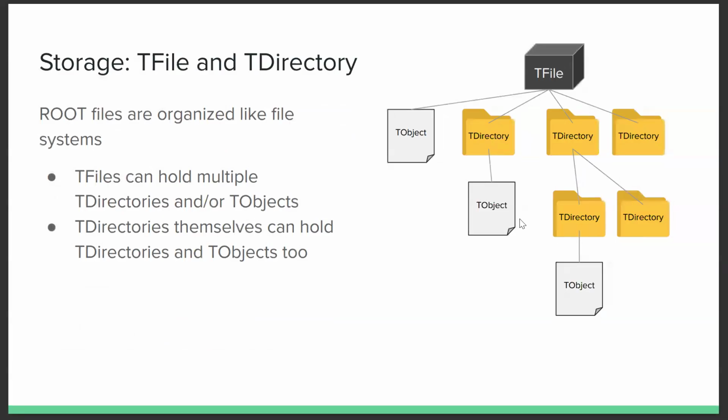Okay, so for storage, we have TFile and TDirectory. So root files, which is the TFile, are organized themselves like little file systems, and they can hold multiple TDirectories and/or TObjects, and those directories can themselves hold more TDirectories and TObjects. So it's kind of nested just like a normal file system.